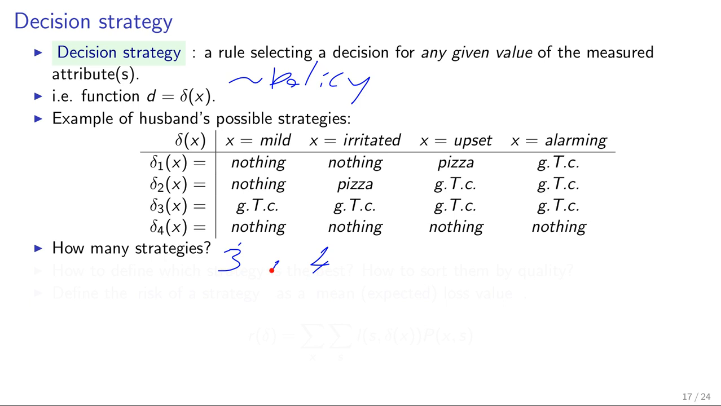So that would be 3 times 4. No. Three factorial times 4 factorial. Ooh, that's complicated.